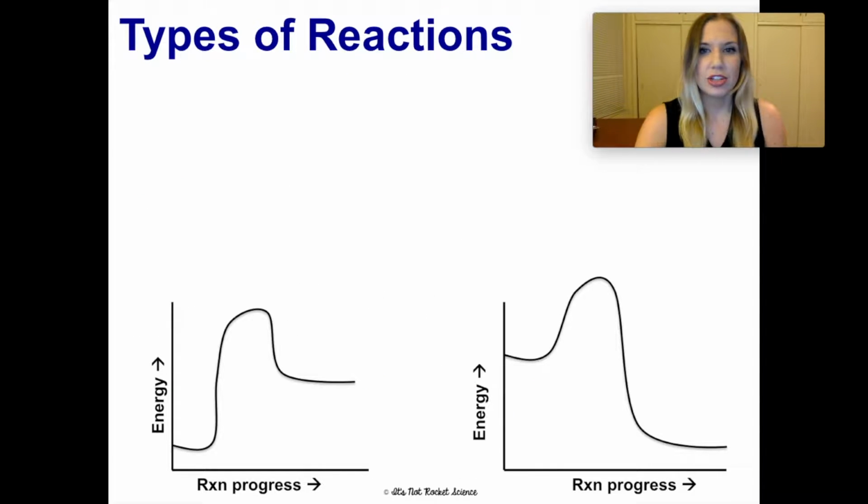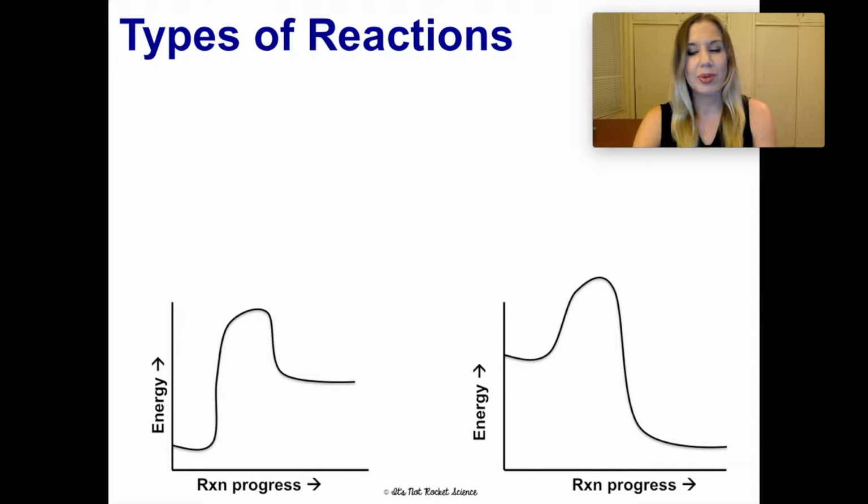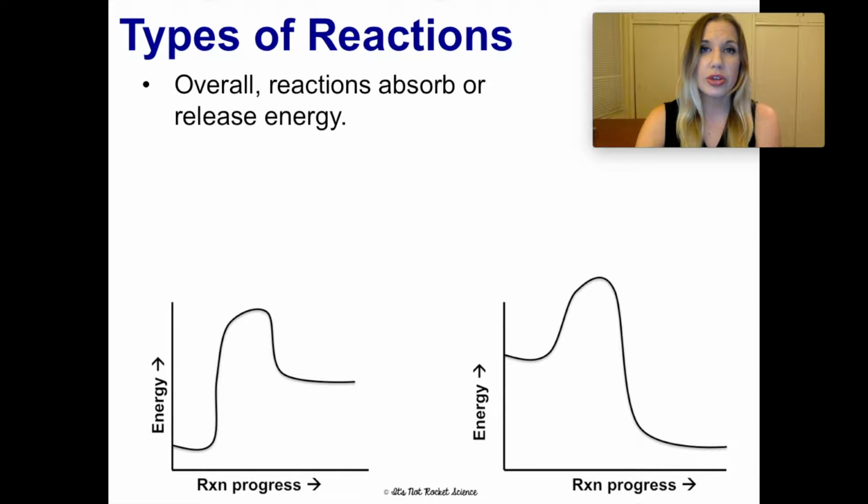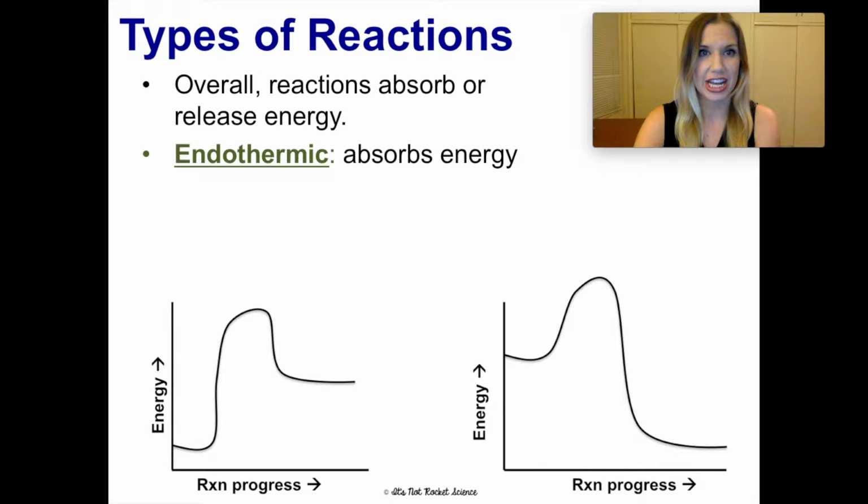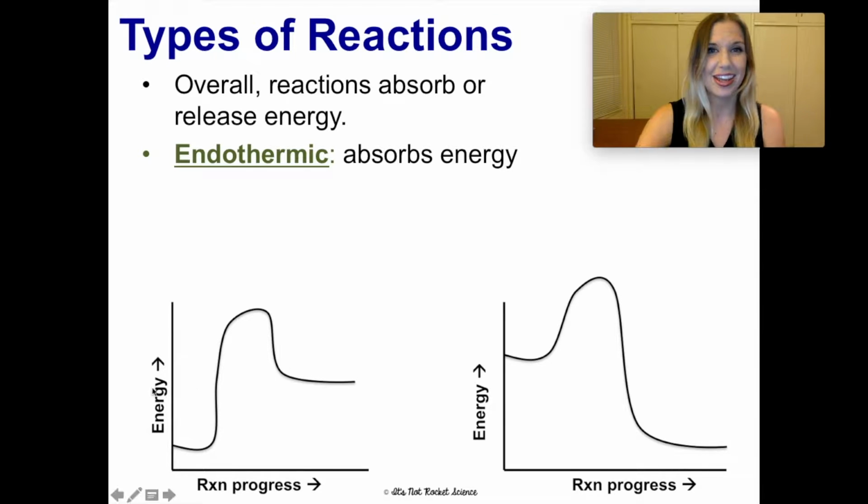Okay, so before you get that graph kind of stuck into your brain, I want to make sure you understand that there are 2 types of chemical reactions. So overall, reactions either absorb or release energy. And so to describe these concepts, we use the words endothermic and exothermic. So just like exocytosis and endocytosis, we're bringing back those prefixes. So endothermic reactions absorb energy.